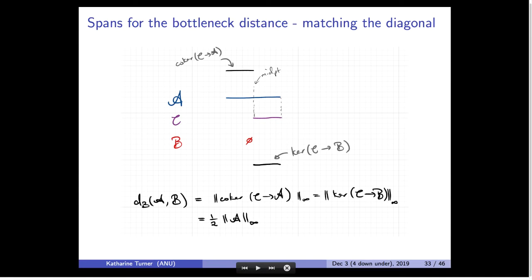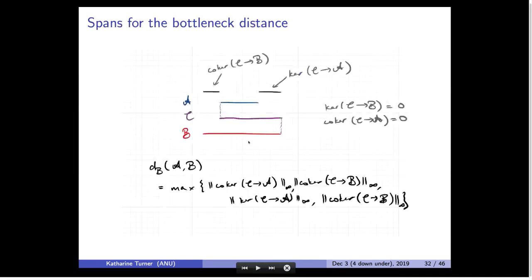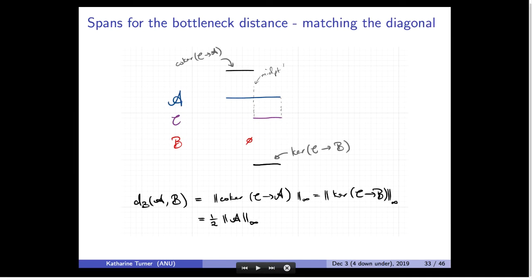The trick is to say, all right, I'm going to take the midpoint. So I'm going to make it live half the time of A. This is just like saying I want it to be over here, just over there. I hope you guys see the cursor.